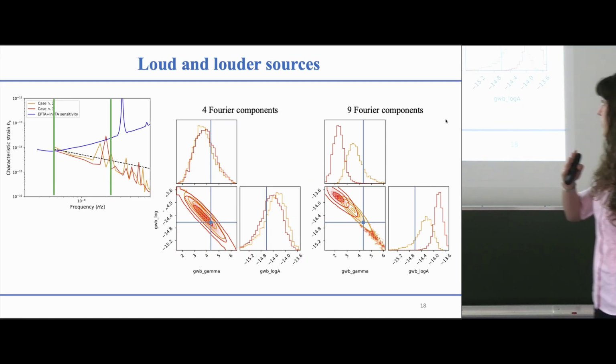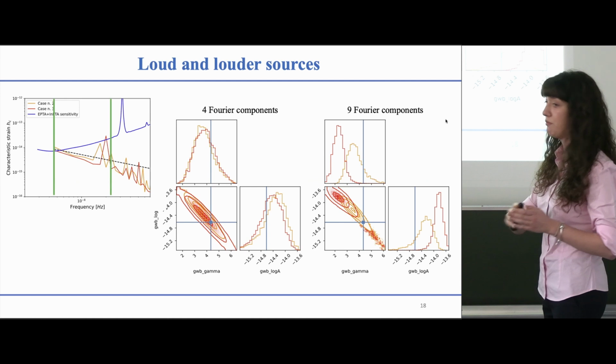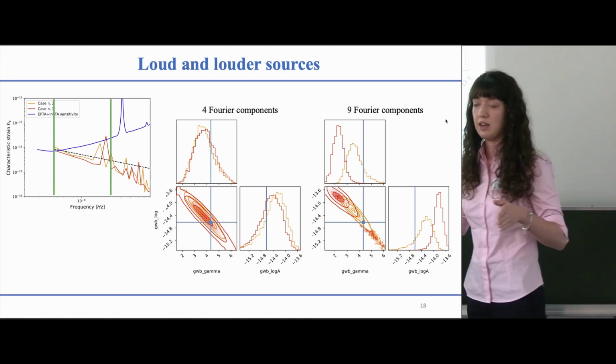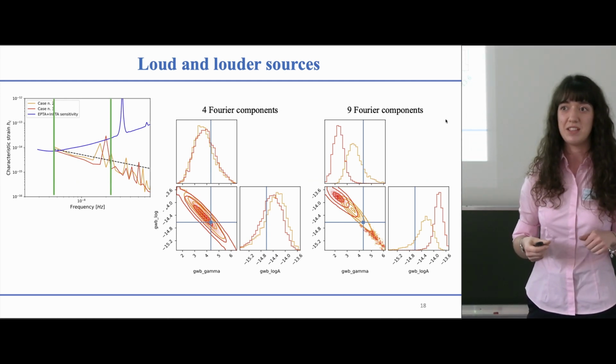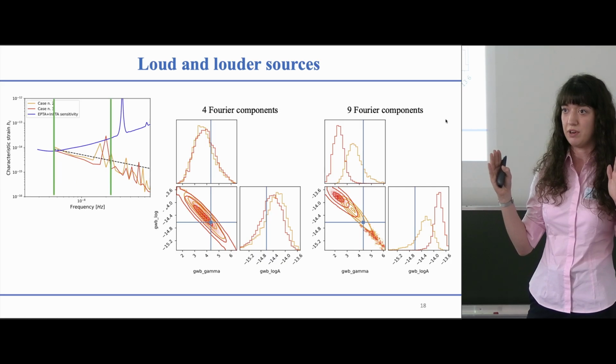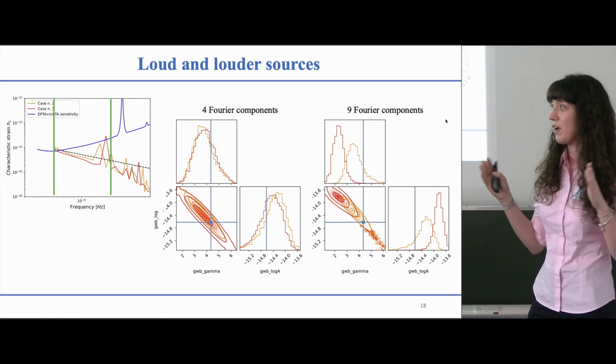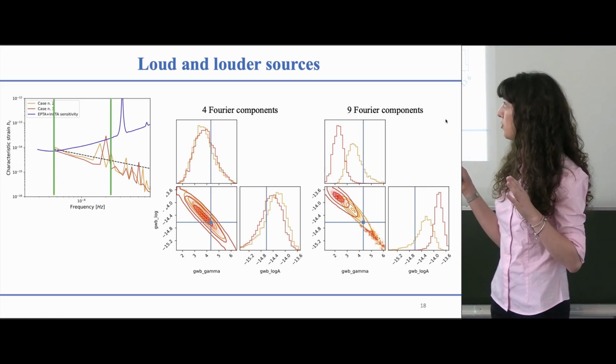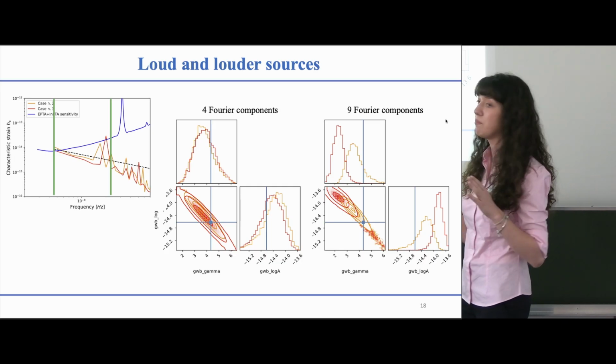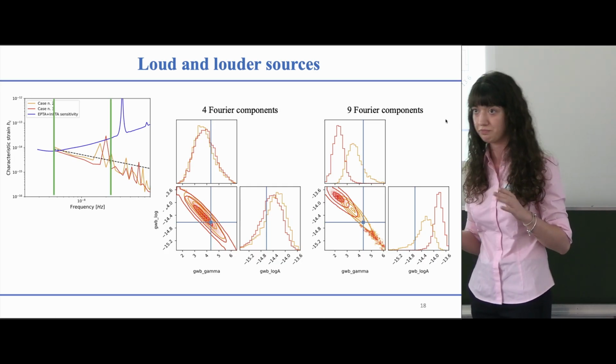But the point is that in our PTA datasets, we cannot look at all the frequency bins. We have some sensitivity only on the lowest, like 9, 10 frequency bins. So this is an example of how the presence of the bright source, if not modeled properly, can actually introduce some bias in the recovery of the spectrum.